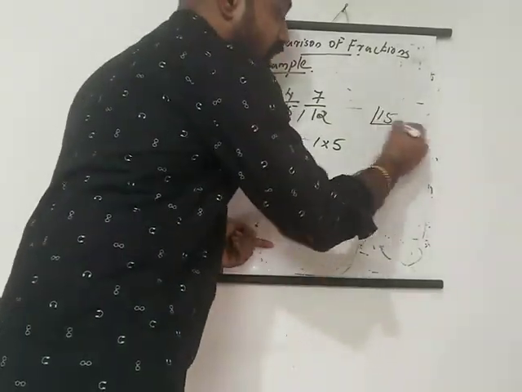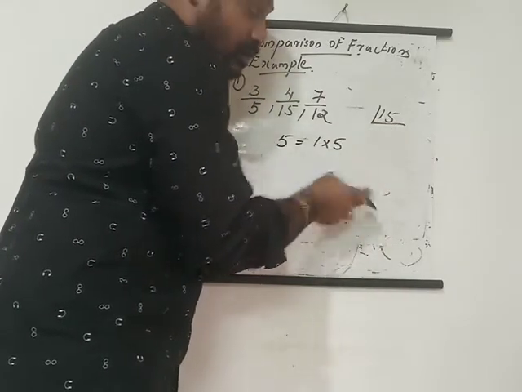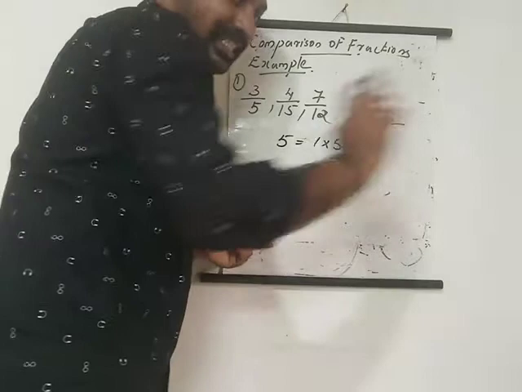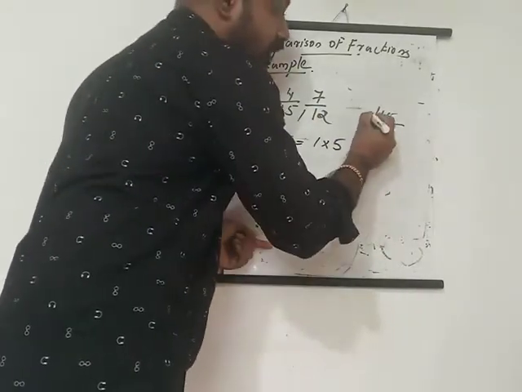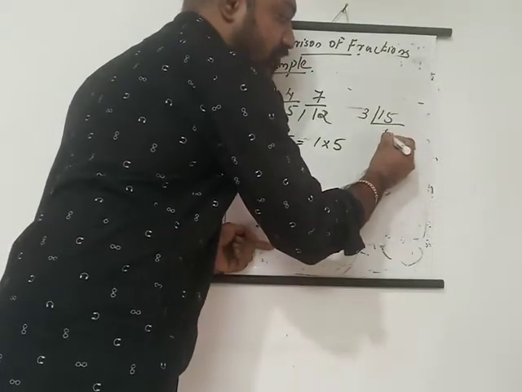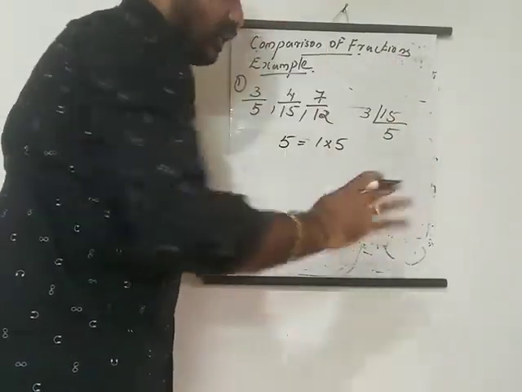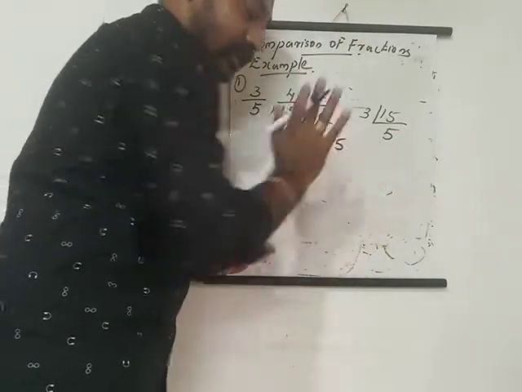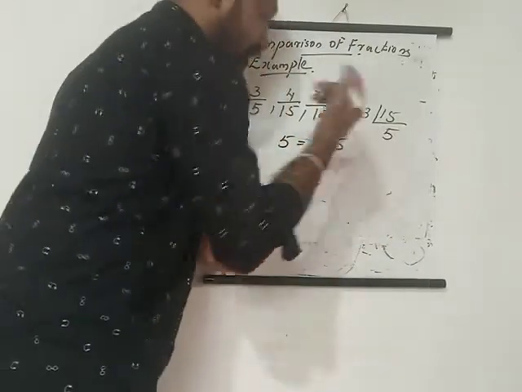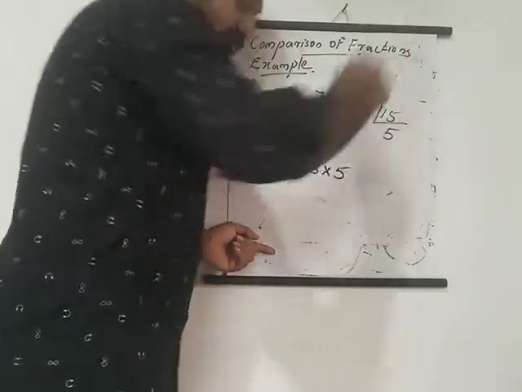So 15, how can we write 15? 2 is not possible, because 15 is an odd number. So which number do we take next? 3. In 3's table, 15 is there, so I write 3. How many times 3 makes 15? 5 threes are 15. 5 is a prime number, so we can stop there. Our factorization is over. If we get a prime number, we can stop. So 15 is written as 3 into 5. Got it?